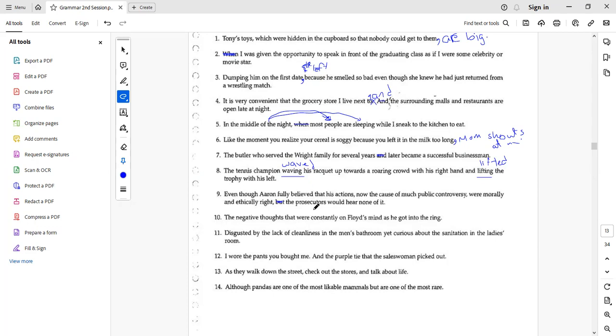Perfect. Number 10, Yusuf. We'll also delete something here, Yusuf. The negative thoughts that were constantly on Floyd's mind as he got into the ring. There is something we just delete and it will be right. Yusuf. Yeah, number 10. There is something here. We're going to delete it. It will be right. The negative thoughts that were constantly in Floyd's mind as he got into the ring.